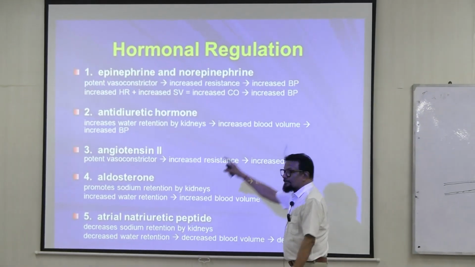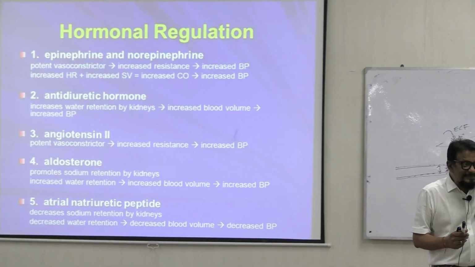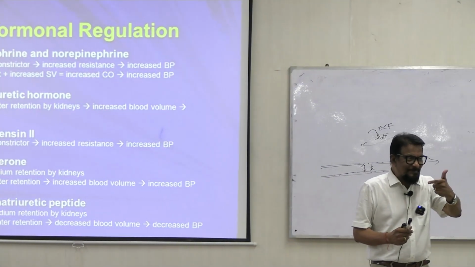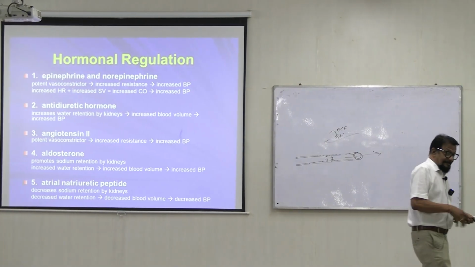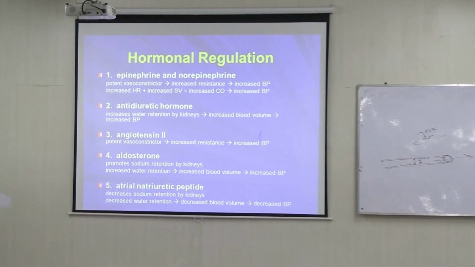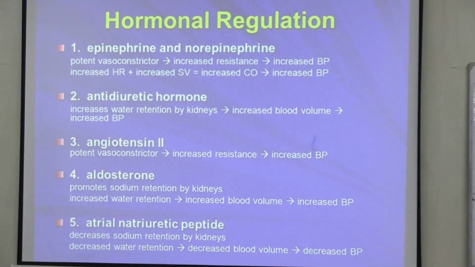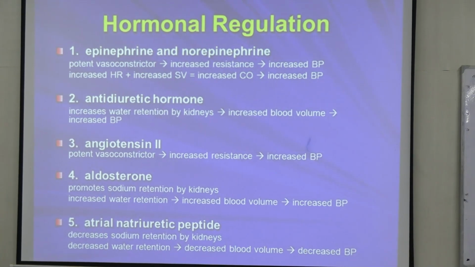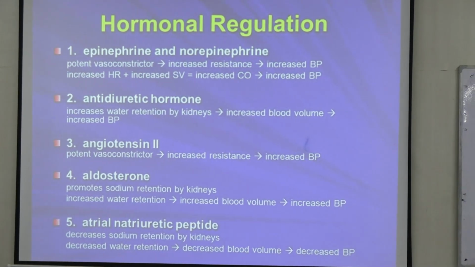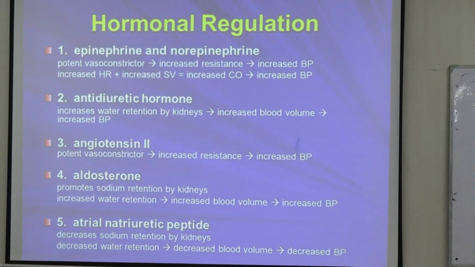Antidiuretic hormone is also called vasopressin. That means it will increase the blood pressure. Okay, actually antidiuretic hormone increases water reabsorption. So if more water from the filtrate is reabsorbed, blood volume will be increased. Increased blood volume will cause an increase in blood pressure.